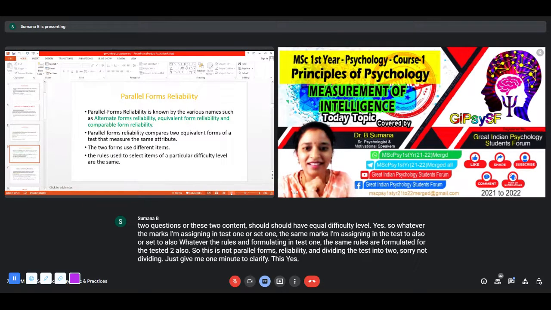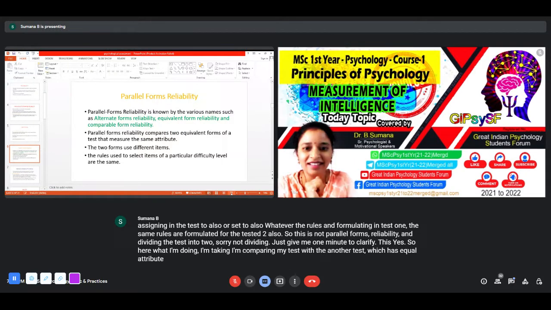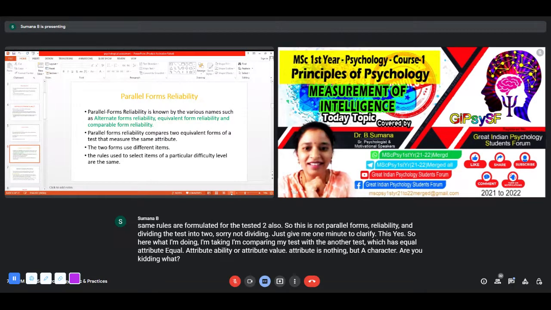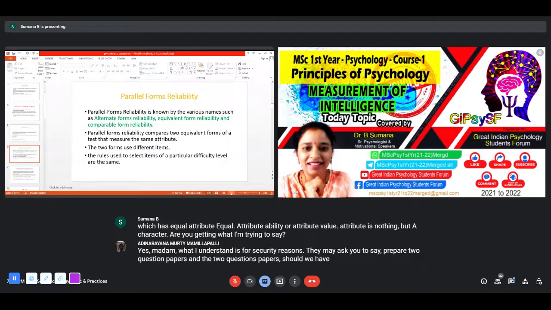Yes. So here what I'm doing, I'm comparing my test with another test which has equal attribute ability or attribute value. Attribute is nothing but a character. Are you getting what I'm trying to say? Yes, madam. What I understand is for security reasons, they may ask you to prepare 2 question papers, and the 2 question papers should have the equal difficulty level.